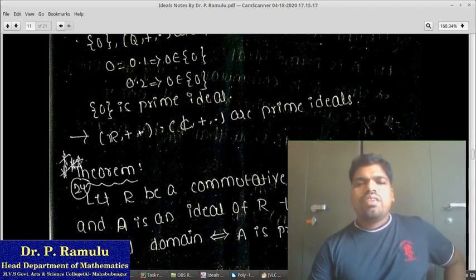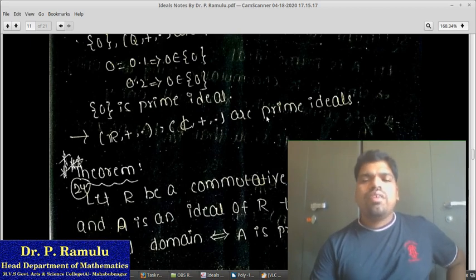R, plus, dot is also a prime ideal and C, plus, dot is also a prime ideal.